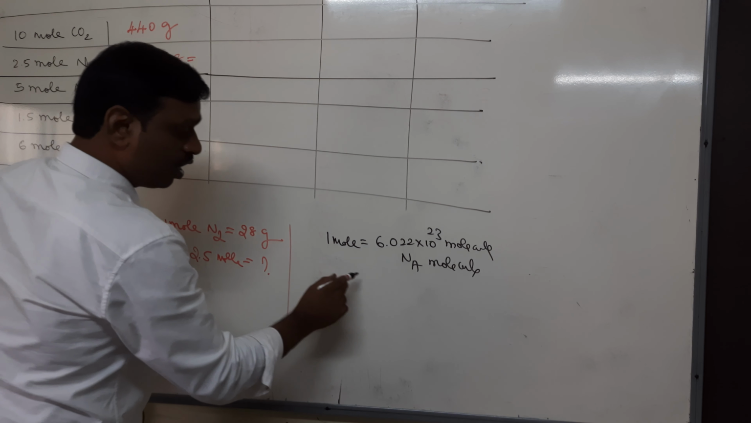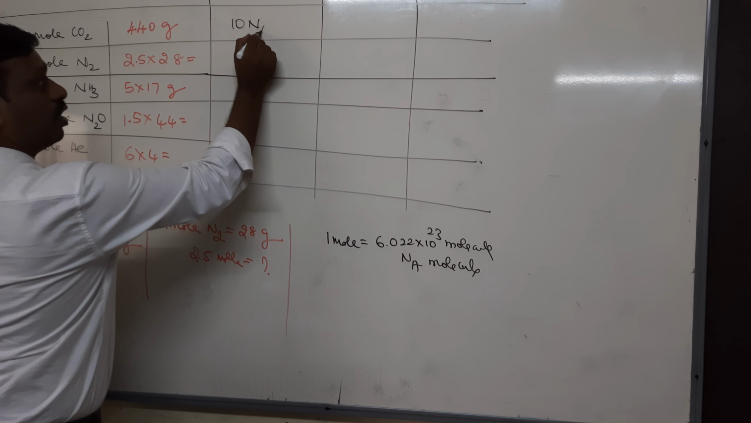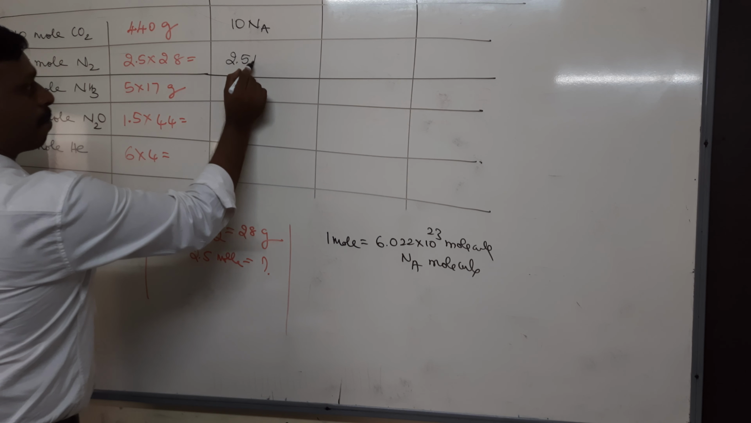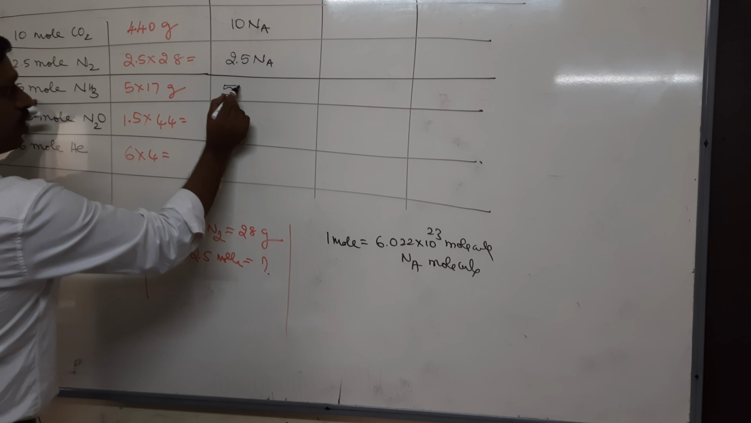But how many moles are given? 10. Therefore how many molecules here? 10 Na molecules. You just multiply with mole. 2.5 into Na molecules. It is 5 into Na molecules. Next, 1.5 into Na molecules. Next, 6 Na molecules.